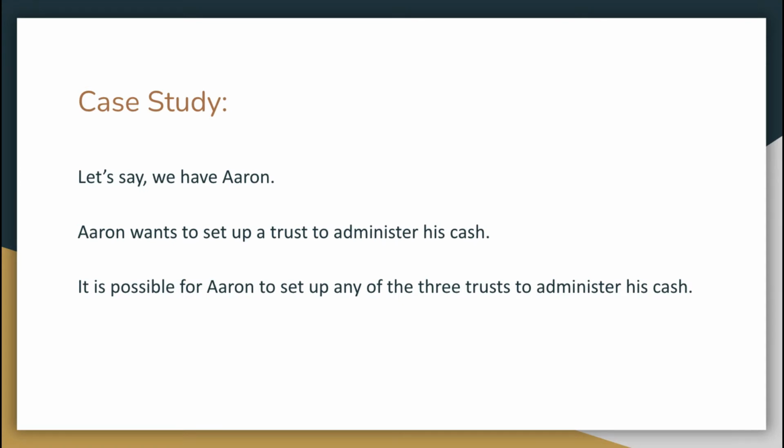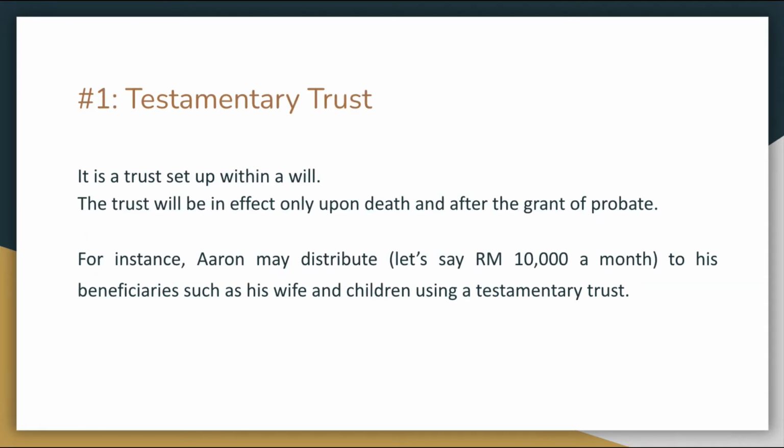With that, let us do a short case study. So let's say we have Aaron. Aaron wants to set up a trust to administer his cash. Presently in Malaysia, it is possible for Aaron to set up any of the 3 trusts stated to administer his cash. For example, Aaron can set up a testamentary trust. A testamentary trust is a trust set up within a will, and it will be in effect only upon Aaron's passing in the future. So if Aaron sets up a testamentary trust, he can distribute a sum of cash, let's say 10,000 ringgit a month, to his wife and children upon his death.